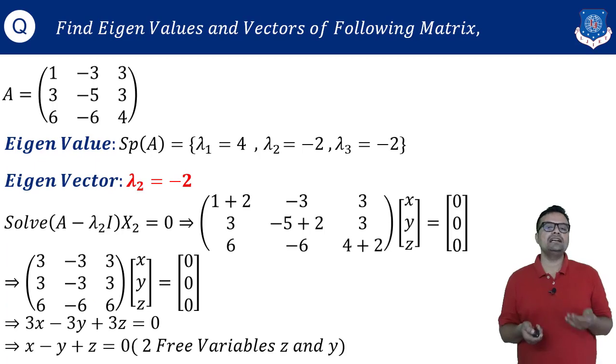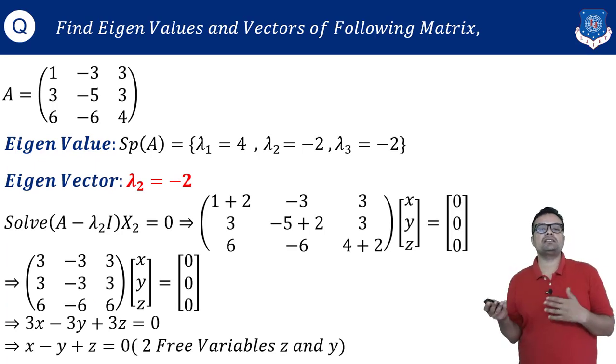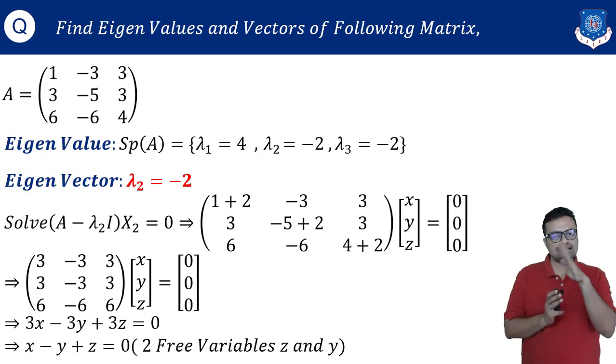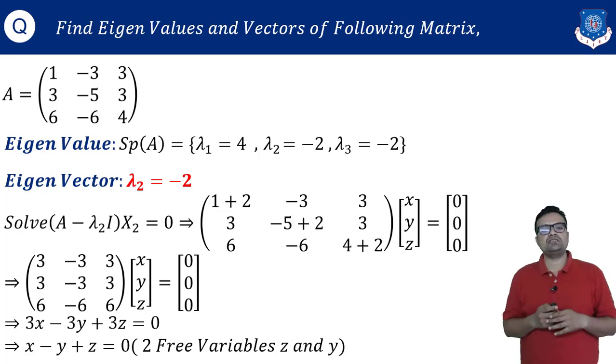I hope it is clear now what we mean by algebraic and geometric multiplicity. Now let us move to the second eigenvalue. Lambda 2 equal to minus 2. Lambda 2 and lambda 3 are the same, so we need to go for only a single calculation. If all three are separate, we need to repeat this process 3 times. So lambda 2 is minus 2.